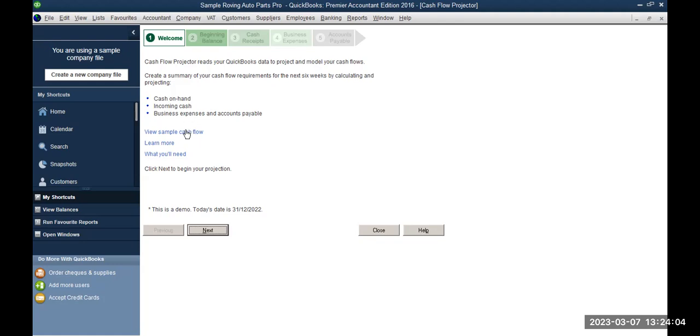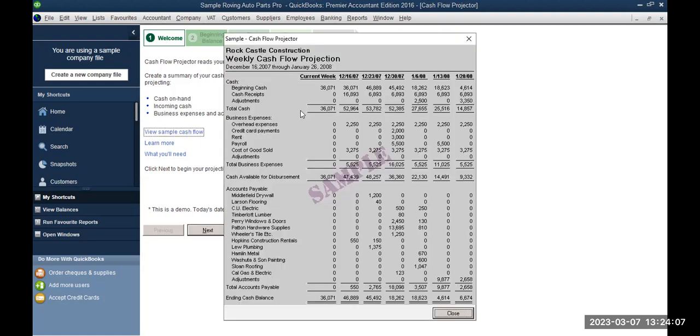Okay, so let me just show you a sample of how it looks. So once it's done, this is how it looks. It will have the different weeks, 6 weeks, and then it will have your cash, the beginning cash, the receipts that you're projecting to collect in that particular week, and any adjustments, which would be either a loan injection or capital injection. Then business expenses, your overhead expenses, if you have credit card payments, rent, payroll, costs of goods sold, or you have some purchases to make. All these ones that are not under your payables will be shown here under business expenses.